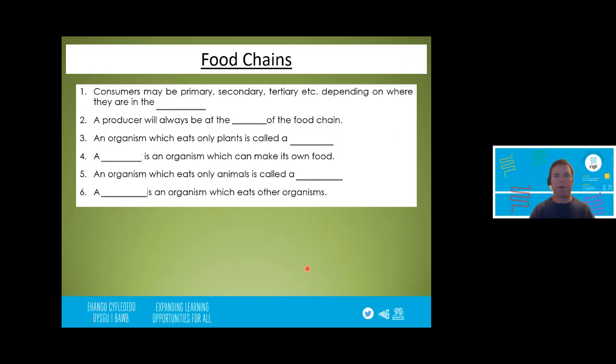So consumers may be primary, secondary, tertiary, etc., depending on where they are in the food chain. Producer will always be at the bottom of the food chain. An organism which eats only plants is called a herbivore. A producer is an organism which can make its own food. An organism which eats only animals is called a carnivore. And a consumer is an organism which eats other organisms.